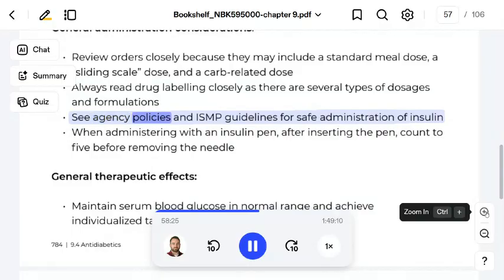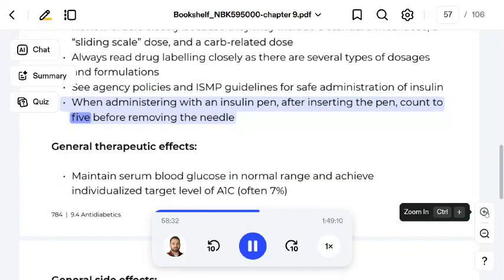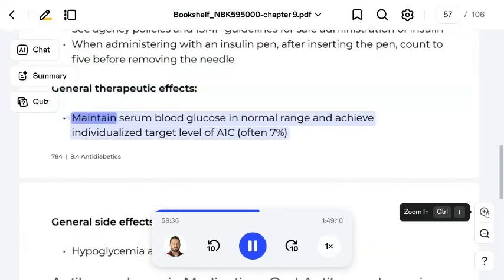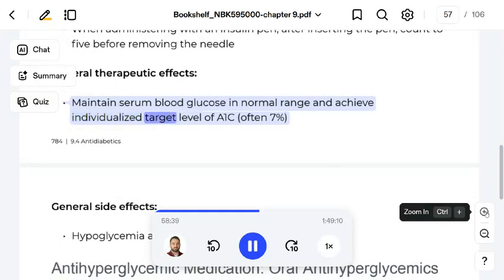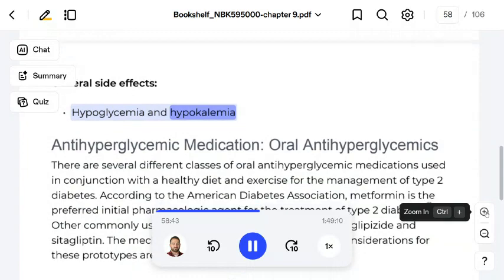See agency policies and ISMP guidelines for safe administration of insulin. When administering with an insulin pen, after inserting the pen, count to 5 before removing the needle. General therapeutic effects: maintain serum blood glucose in normal range and achieve individualized target level of A1C. Adverse effects: hypoglycemia and hypokalemia.